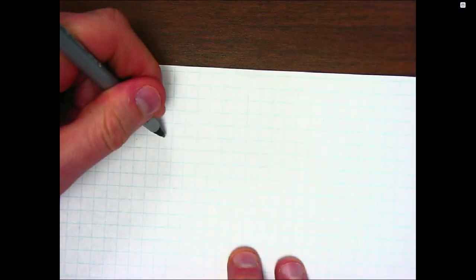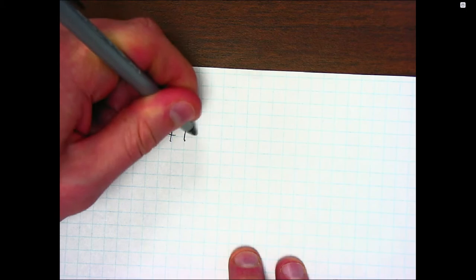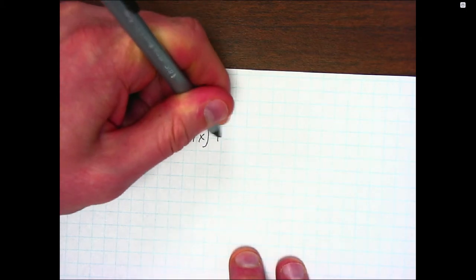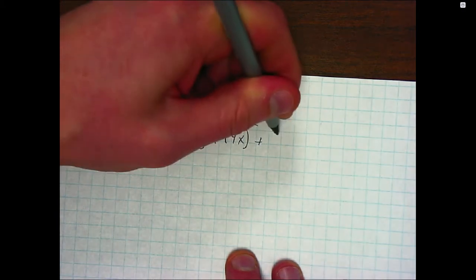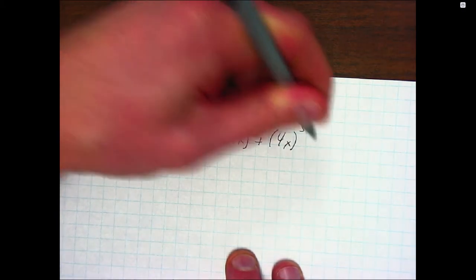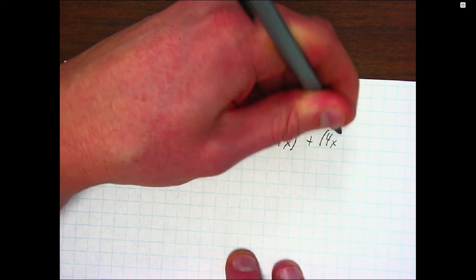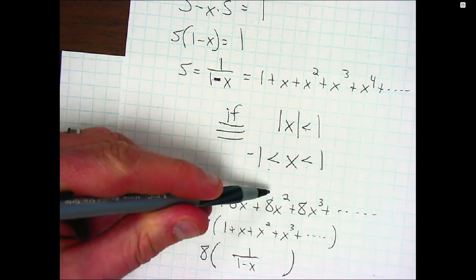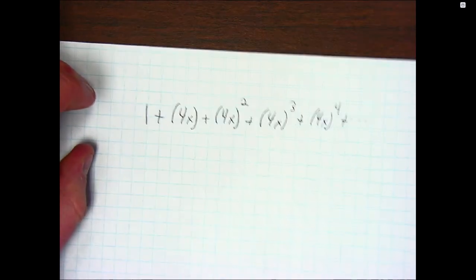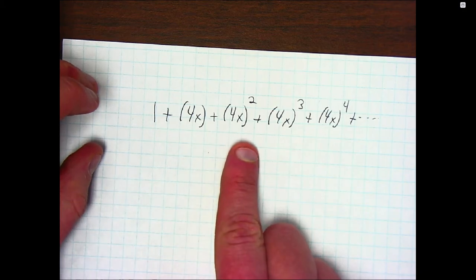So here would be another one. So maybe this time I do have 1 again. But then I have 4x. And then I have 4x quantity squared. And then 4x quantity cubed. And so notice this time, of course, the big difference from the last one is that on the last one, the 8 was not in the parentheses, right? And so I was able to factor that 8 out. This time, the 4 is in with the x, and so that's sort of my multiplier.